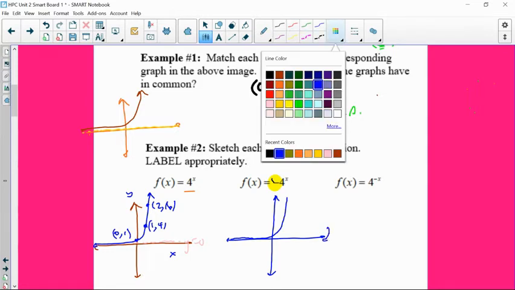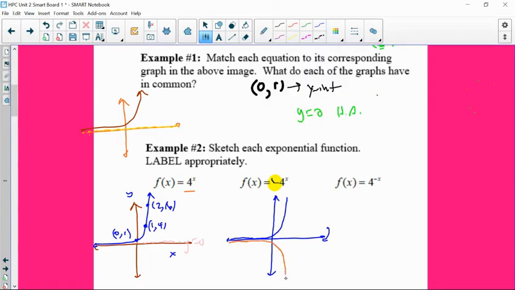So then if I do that, maybe pick this color. So our graph is really this. Okay, so there's still a horizontal asymptote at y equals 0. But now instead of 0, 1, it's going to be 0, -1. Because when I put 0 into x, it's 4 to the 0, which is 1. But then we make that negative.